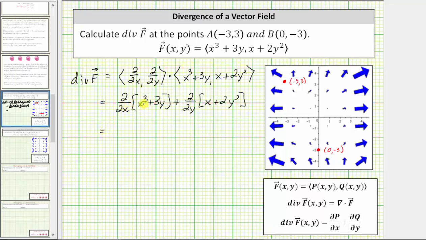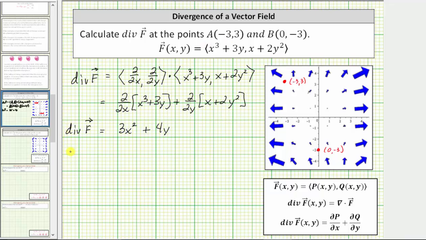For the first partial derivative, the derivative of x cubed with respect to x is 3x squared. The derivative of 3y with respect to x is 0. Then we have plus the partial derivative of x with respect to y, which is 0, plus the partial derivative of 2y squared with respect to y, which is 4y. The divergence of the vector field F is equal to 3x squared plus 4y. Now we'll determine the value of the divergence at the given points.